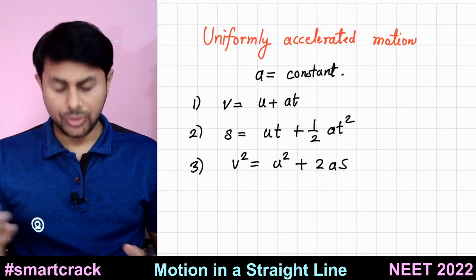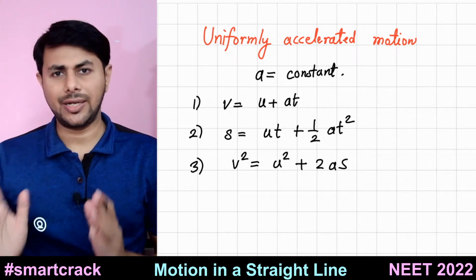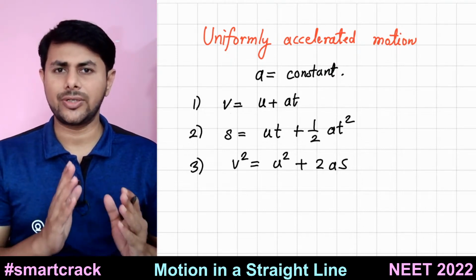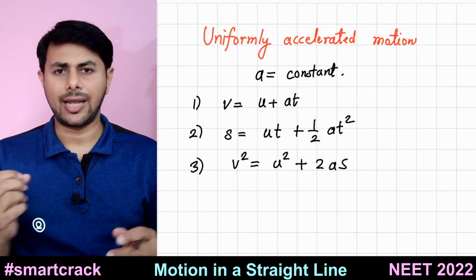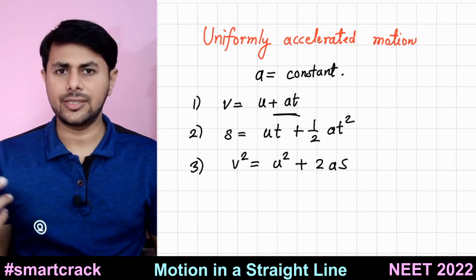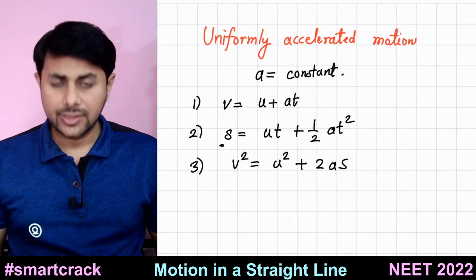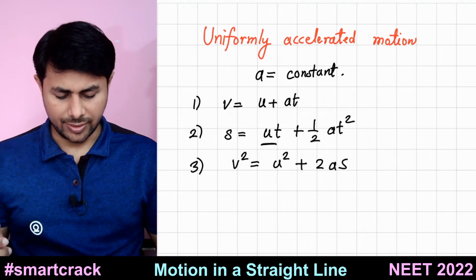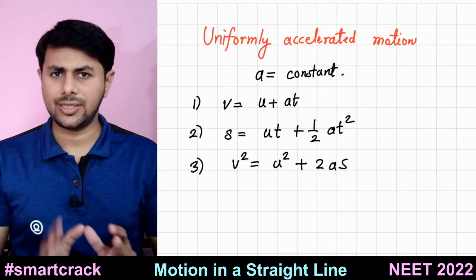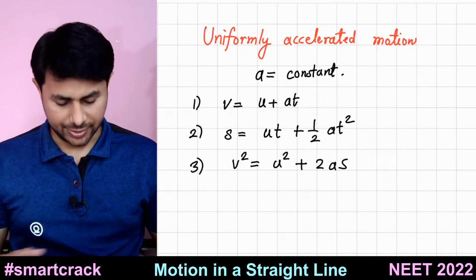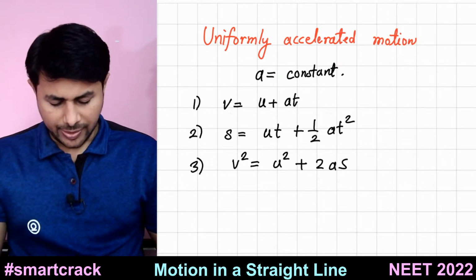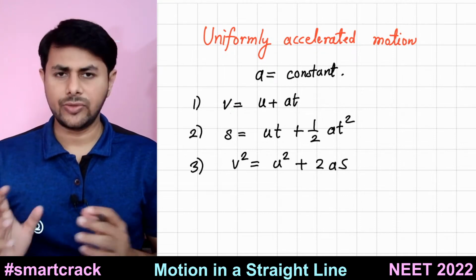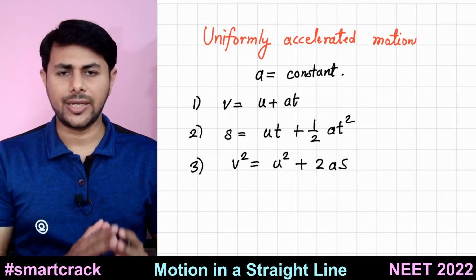And what do they mean? So v is final velocity. Okay, u is initial velocity. So final velocity equals to what? Initial velocity plus acceleration into time. Okay, that is the first equation. s is displacement. So that displacement is ut plus half at square. Okay, u is initial velocity, t is time, and a is acceleration. Then v is final velocity. So the third kinematic equation is v square equals to u square plus 2 times a into s.